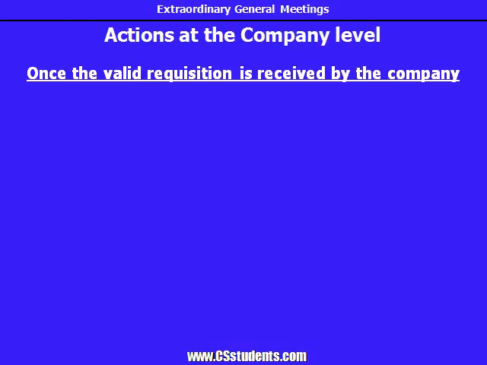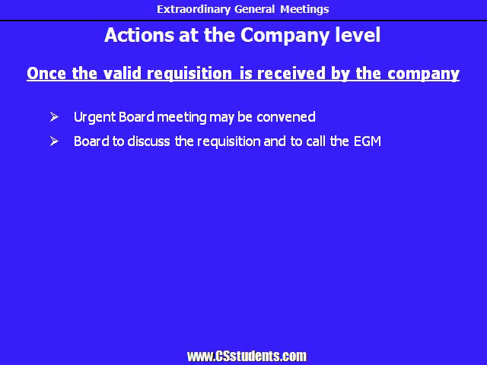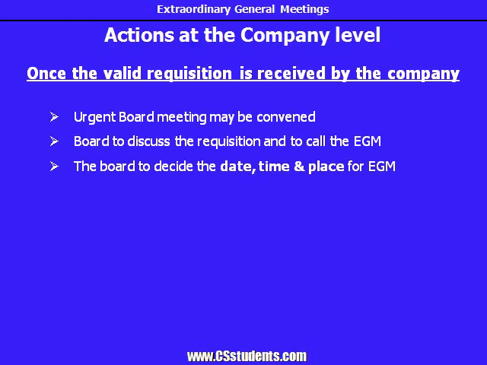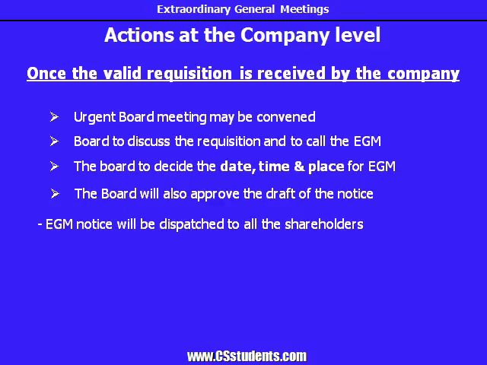As a company secretary, you have to guide the board for the further process. Once the valid requisition is received by the company, as a process, an urgent board meeting may be convened to discuss the requisition and to call the extraordinary general meeting. The board will also have to decide the date and time of the extraordinary general meeting. Also decide the place of the extraordinary general meeting. The board will also approve the draft of the notice, and that notice will be dispatched to all the shareholders.